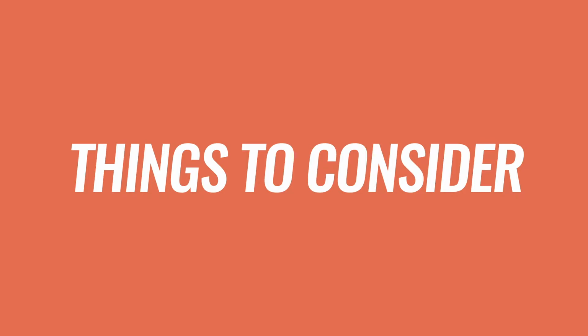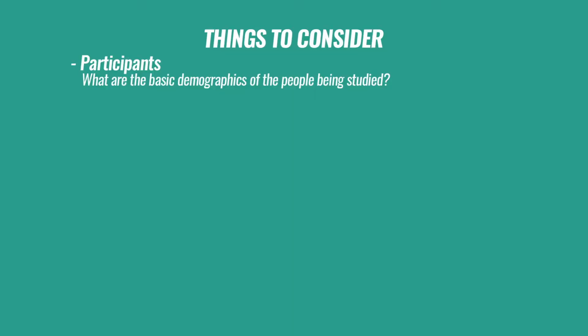Now let's talk about things to consider when conducting ethnographic fieldwork. Lofland explains that the purpose of social science aims to discover 3 things. What are the characteristics, the causes, and the consequences of a social phenomenon? For ethnographic fieldwork, the characteristics that an observer should consider when conducting research include participants. The observer should know the basic demographic of the people being studied.